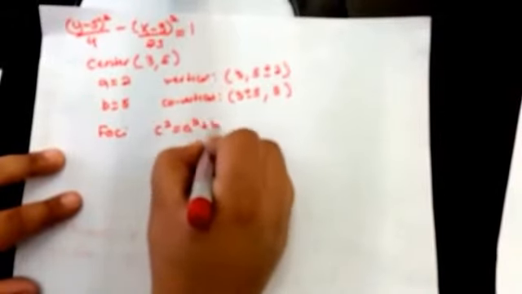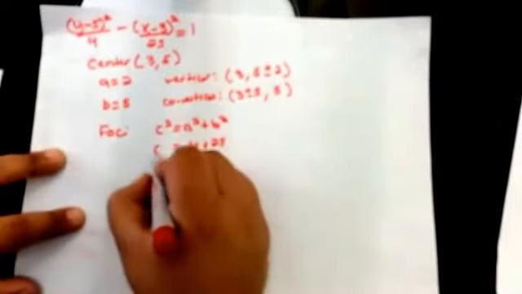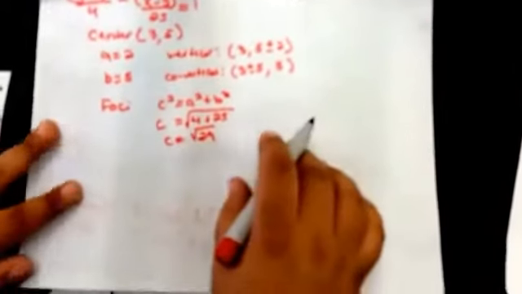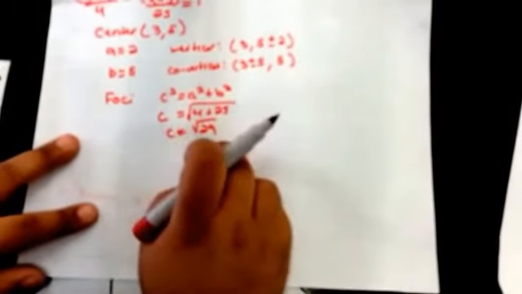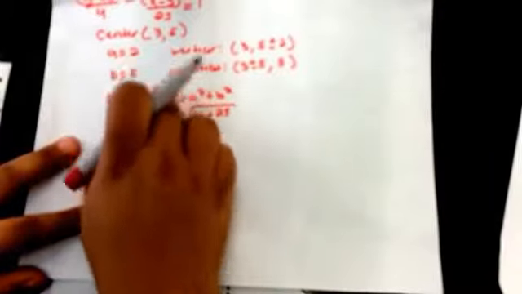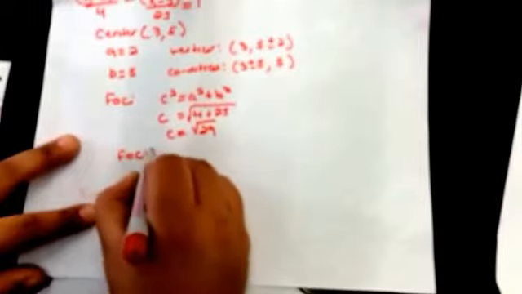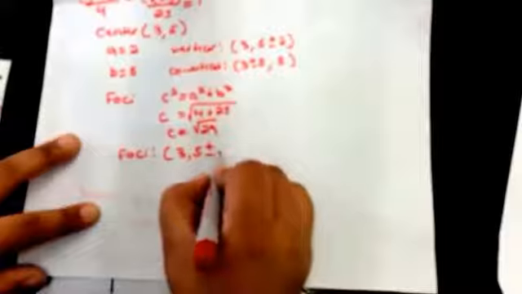Now to find the foci, remember that c squared equals a squared plus b squared. So a squared is 4, b squared is 25. So c is the square root of 29. So the foci are moving along your y's. So your foci are at (3, 5 plus or minus the square root of 29).